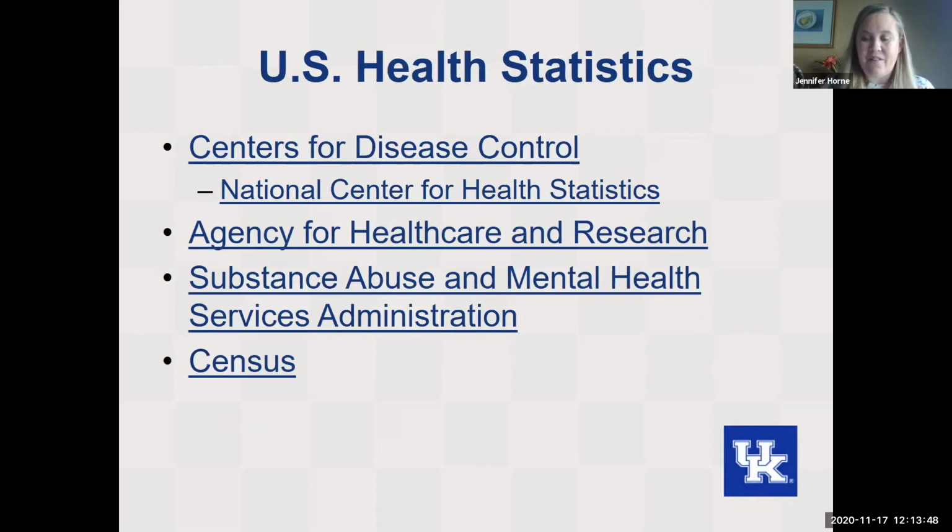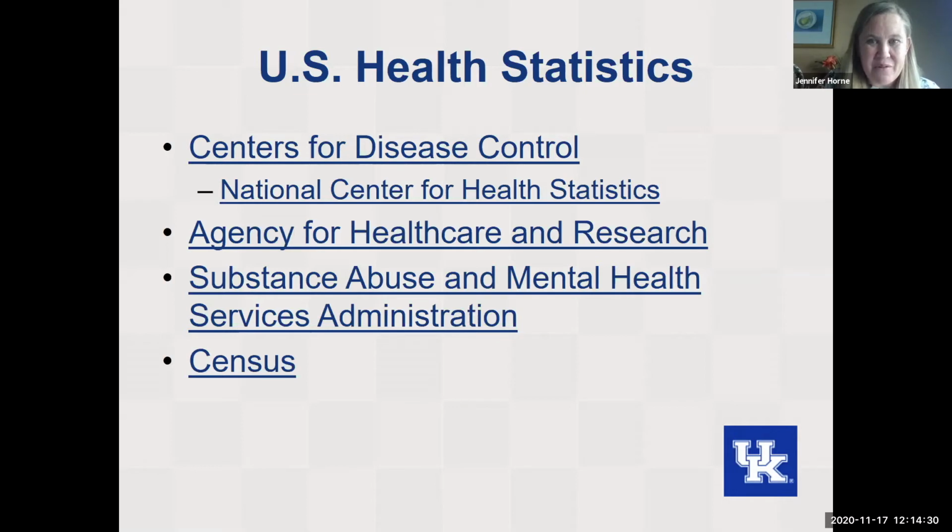And so I just want to go through some of the major sources of statistics, starting at the national level. In the US, I don't think any of these are really going to be a surprise to a lot of you, but at the top of the list, you've got the Centers for Disease Control and their National Center for Health Statistics, the Agency for Healthcare Research and Quality, also at the Department of Health and Human Services, the Substance Abuse and Mental Health Services Administration, and of course, the Census. So I'm just going to quickly show some of these and some of their major publications or data sets.